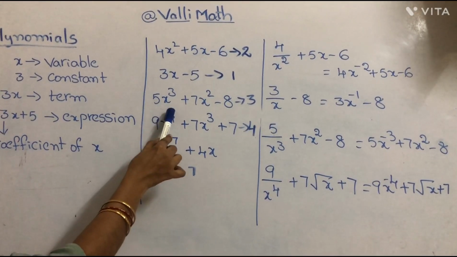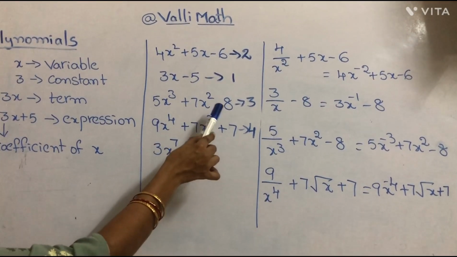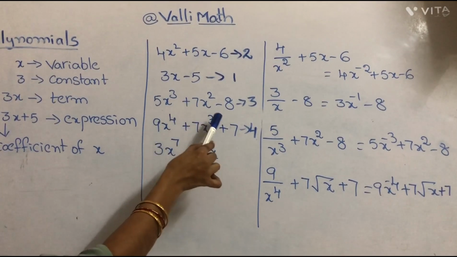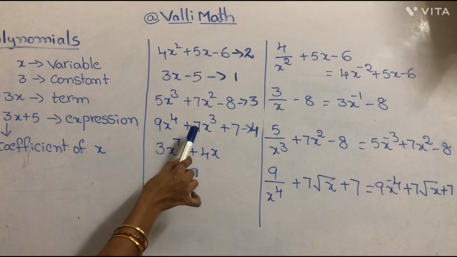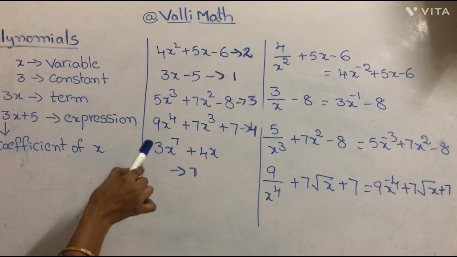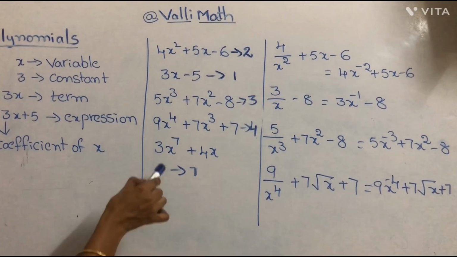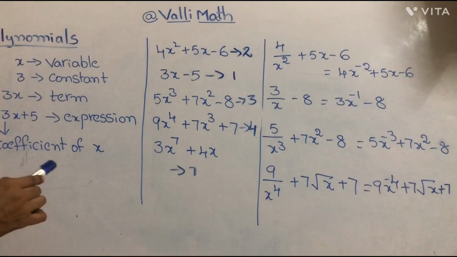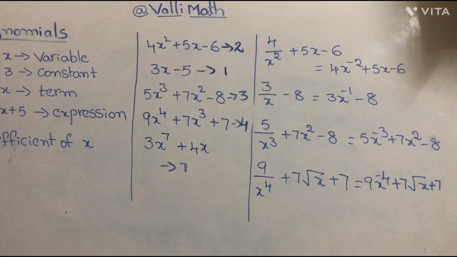Now here 5x cube plus 7x square minus 8. It is having 3 terms. Here also I wrote two more examples. In this set of algebraic expressions, once you see the variables, now I wrote one more set of algebraic expressions there.